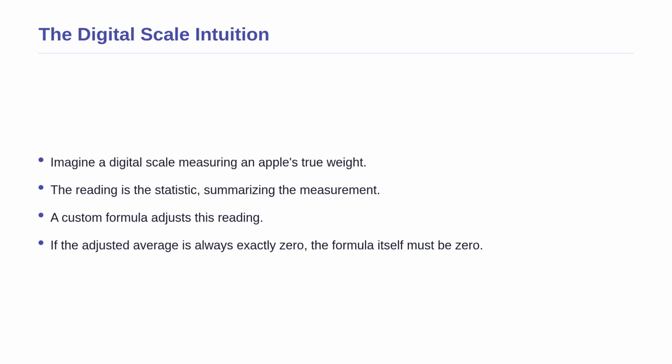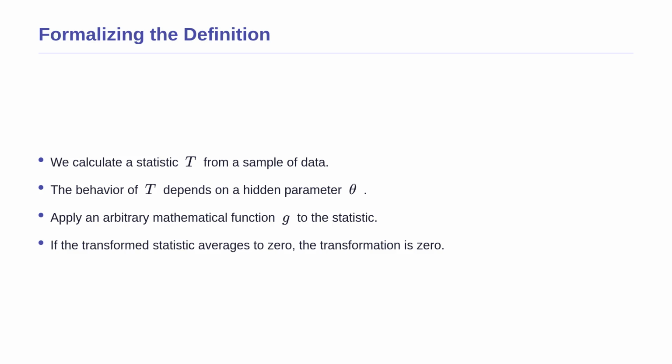If the scale is what we call complete, it means there is no hidden trick. The only way the average is always 0 is if your custom formula literally just outputs the number 0 every single time. There is no useless noise that perfectly cancels out. Now that we understand the intuition, let us translate this into the formal language of statistics.